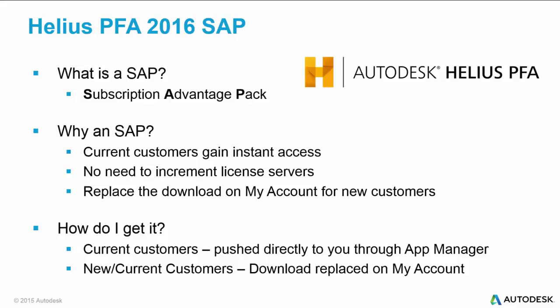Helius PFA is a term product, which means that you rent it for a specific timeline. And in Autodesk, when you have a term product, you get to do some pretty cool things. One of those is that you get to release incremental updates to your products, where there's not just updates, there's actually new functionality. And that's what this SAP does.